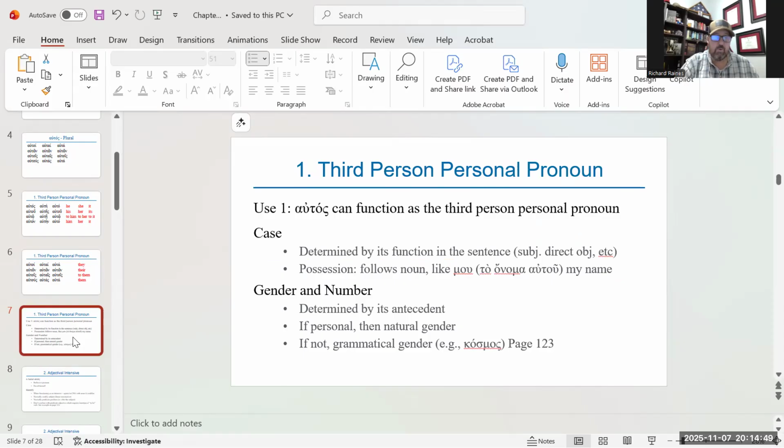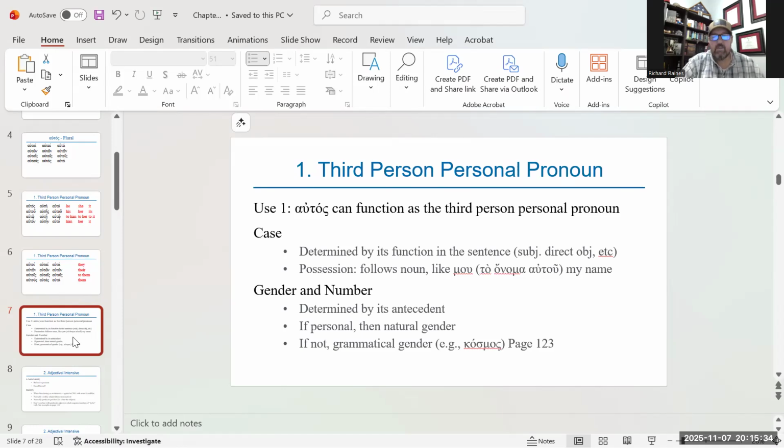The first use is what we've just been talking about, third person personal pronoun. So the case is determined by its function in the sentence. That should sound similar to what we've talked about with adjectives. And then in possession, like in the genitive case, typically you'll see autos will follow the noun. So look here. That is to onoma, the name, and that's in the genitive. So you would say the name of me, which doesn't make any sense. But that's not how you would say it in English. So you would translate that my name.